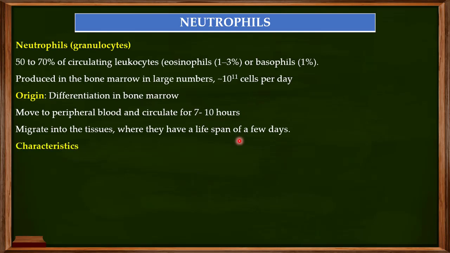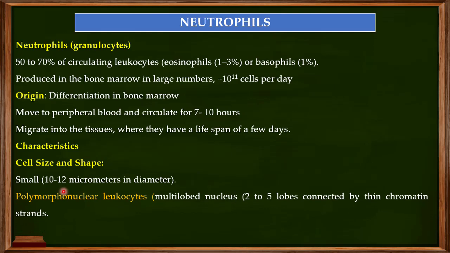If you especially talk about their characteristics, if the cell size and shape of the neutrophil is concerned, these neutrophils are very small cells, with a diameter of about 10 to 12 micrometers, and they are known as polymorphonuclear leukocytes because of their distinct appearance. If you look at their nucleus after they are stained, their nucleus is multi-lobed. They have about 2 to 5 lobes, and these lobes are connected by thin chromatin strands. So these are the cell size and the shape.